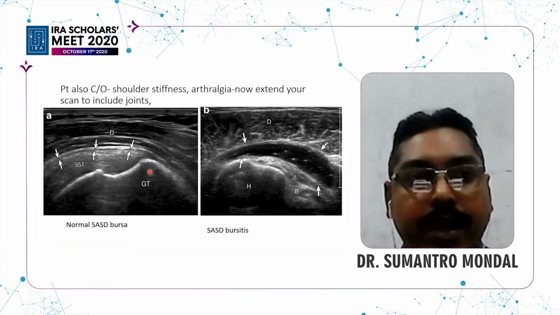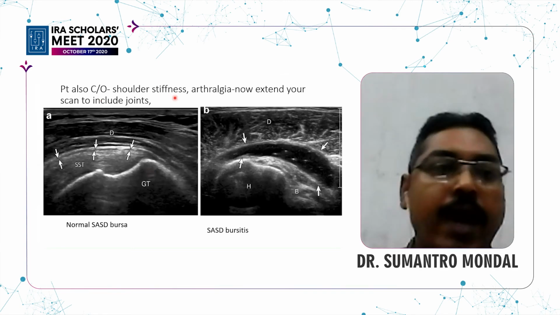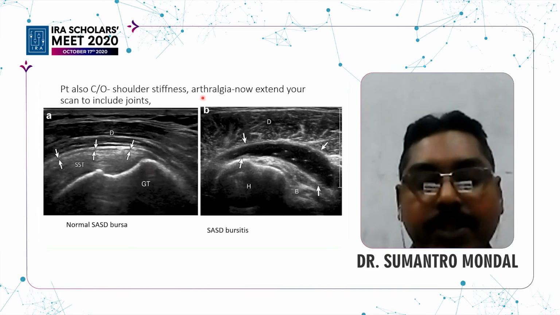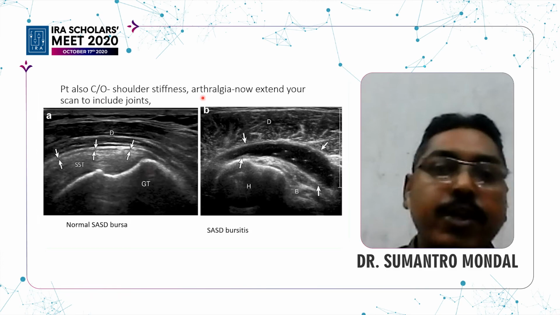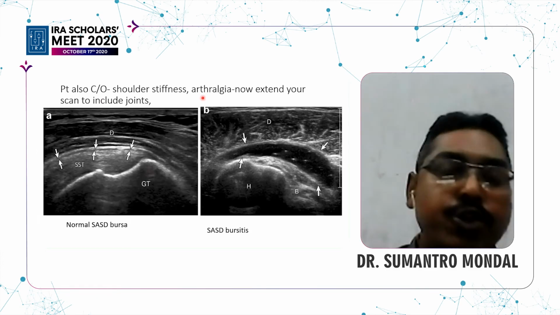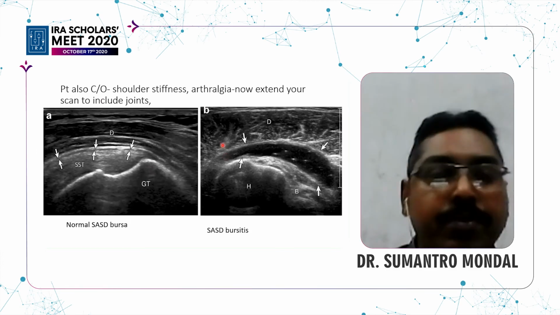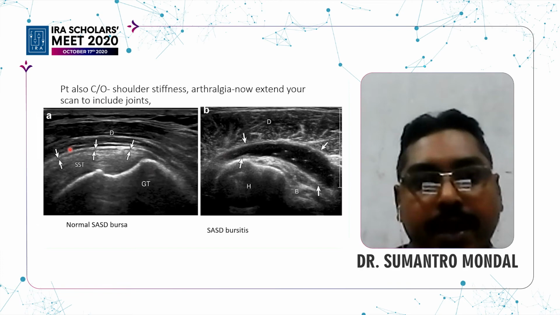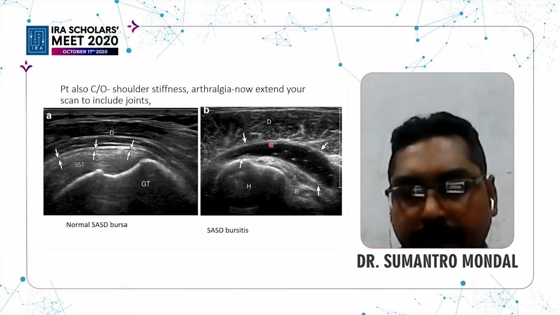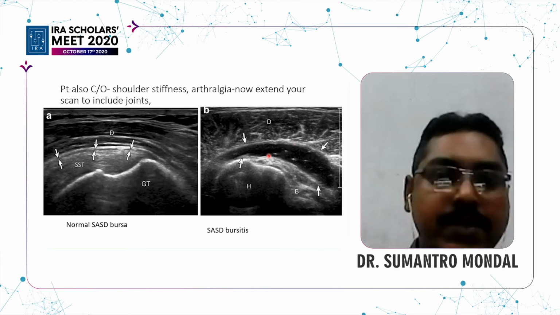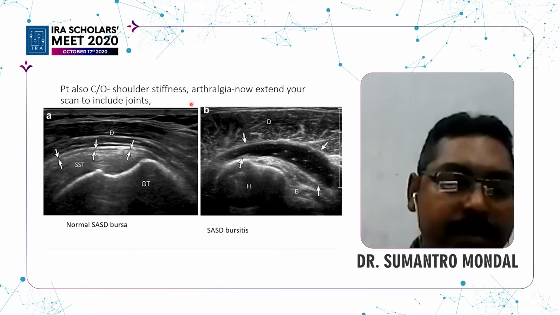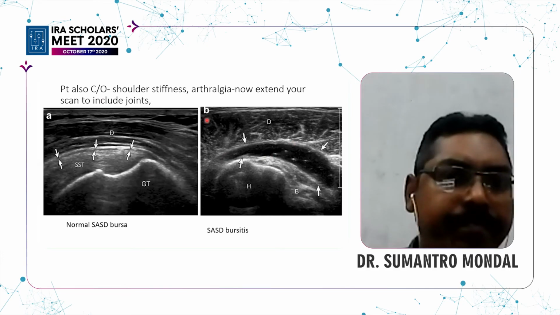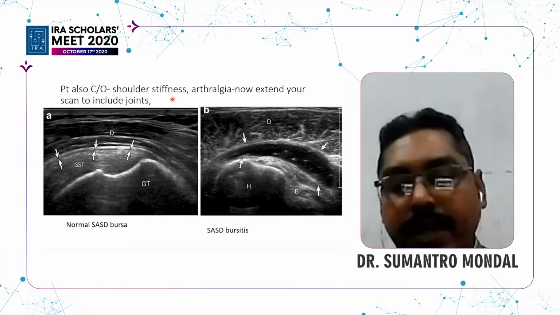Now, if this patient also complains of shoulder stiffness and arthralgia, you should move from the carotid to the shoulder joint, and you may get this type of finding, that is actually the subacromial subdeltoid bursa. In comparison to the normal bursa, there is proliferation of the bursa with fluid and it becomes convex shaped. So it is actually SSD bursitis. And so we can now consider the diagnosis as the patient having giant cell arteritis with PMR.